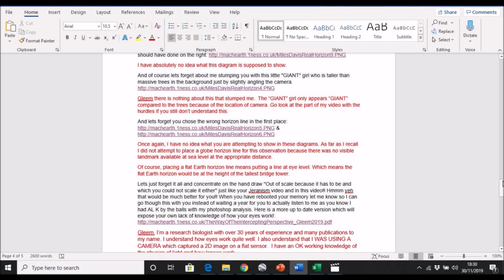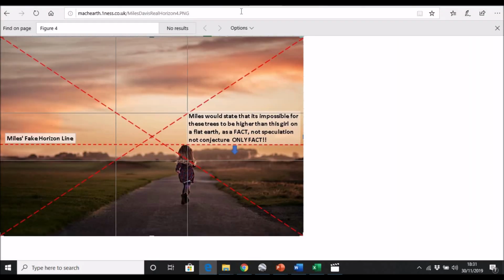And he goes on, and let's forget you chose the wrong horizon line in the first place, and posts another couple of pictures. I think these are of the Cairnock Hill observation again.